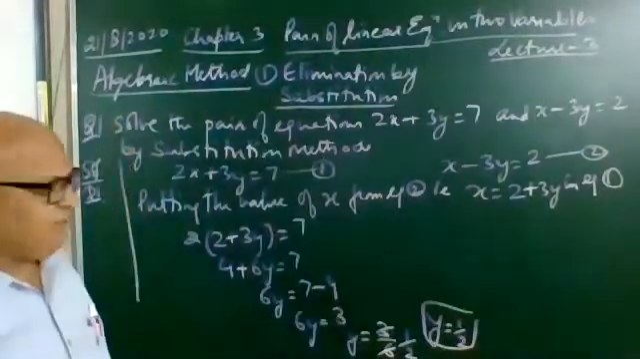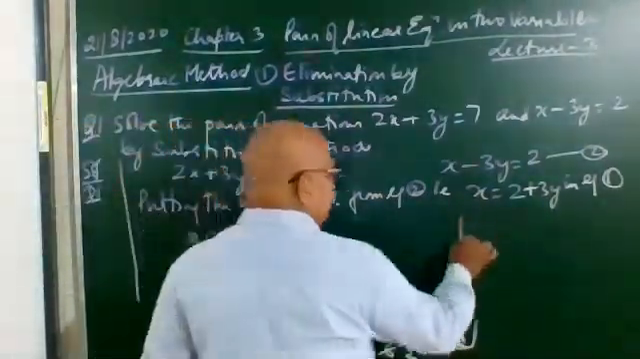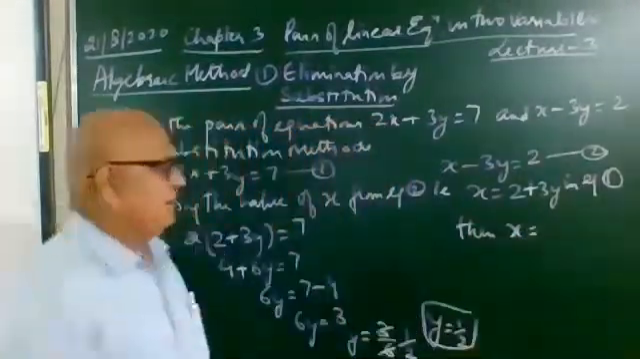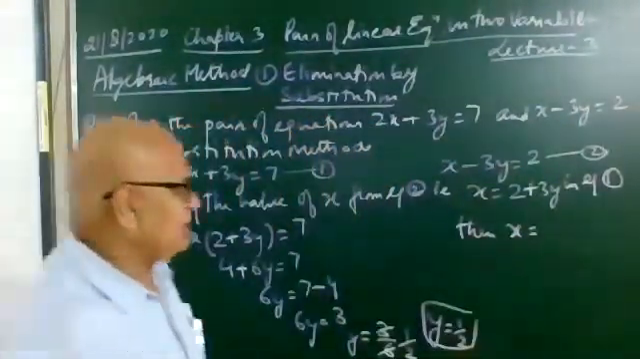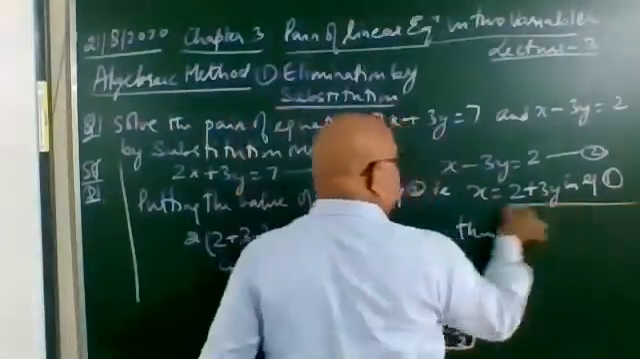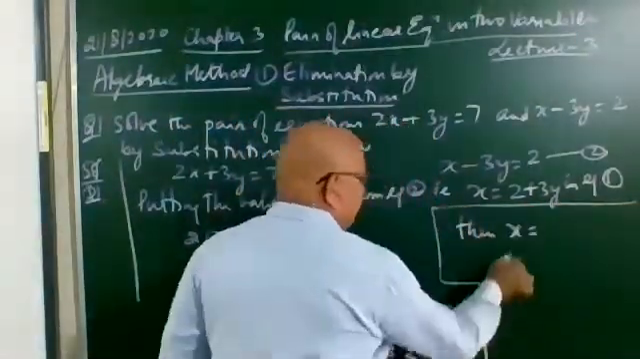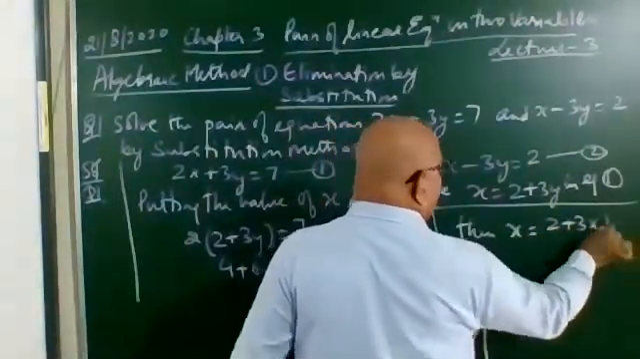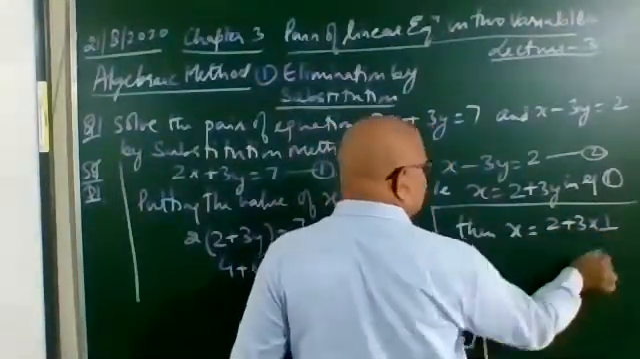After finding the value of y, then x will be what? That is x equal to 2 plus 3 into 1 upon 2.